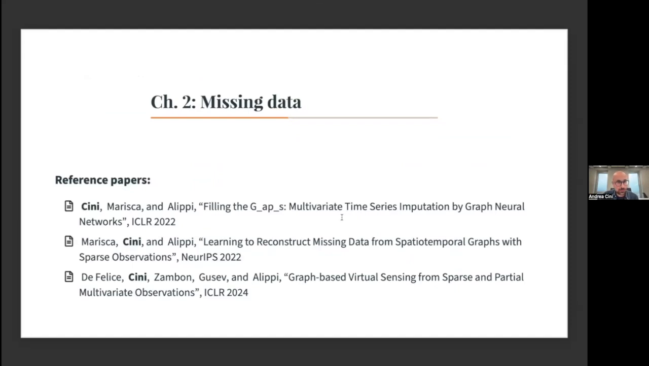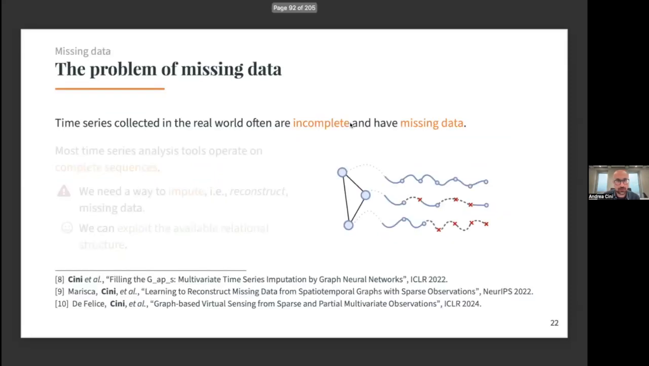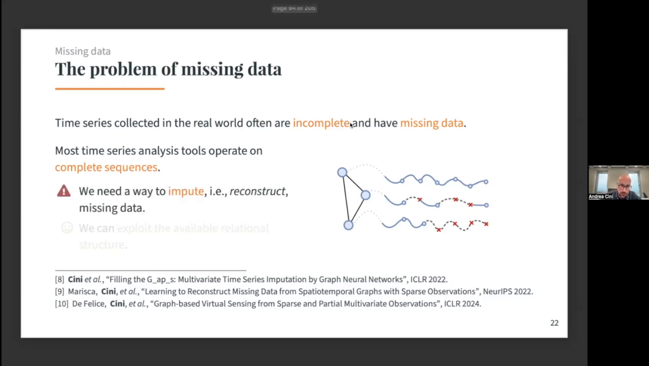We can then talk about the second challenge, which deals with the problem of missing data that we addressed in several papers in the last few years. And the idea is that if you are dealing with data that come from real-world applications, you will always have incomplete time series and missing data. And this is bad news because most of the time series analysis tools that we have available assume to operate on complete sequences. This motivates the need for methods to reconstruct these missing observations.